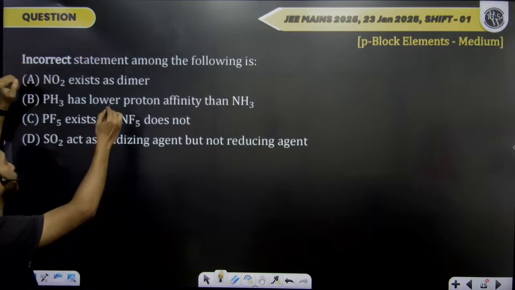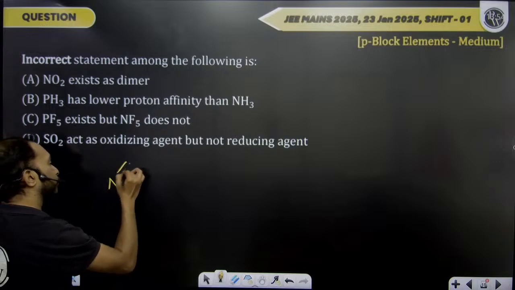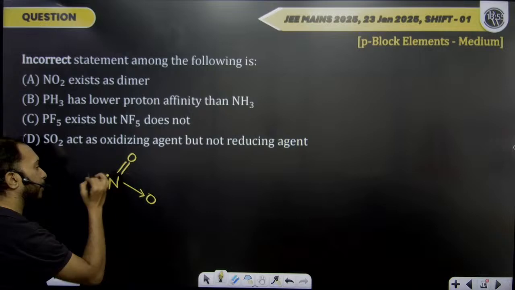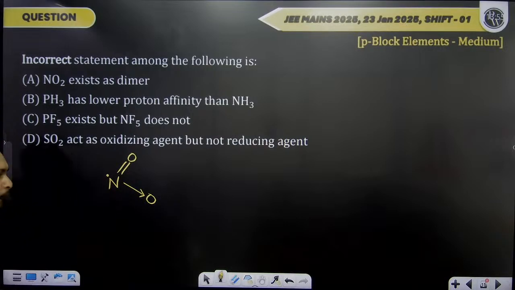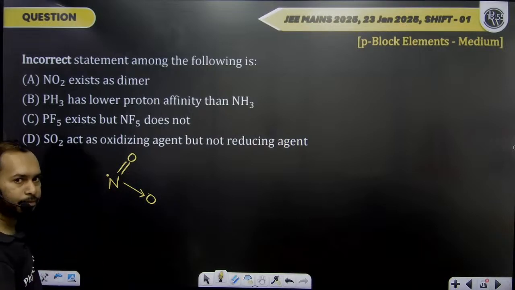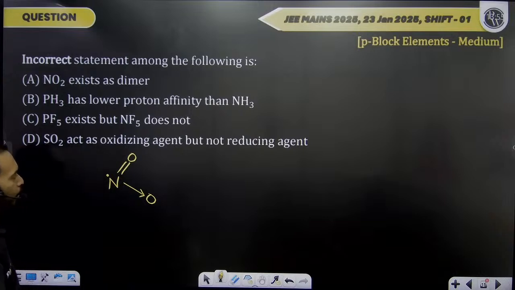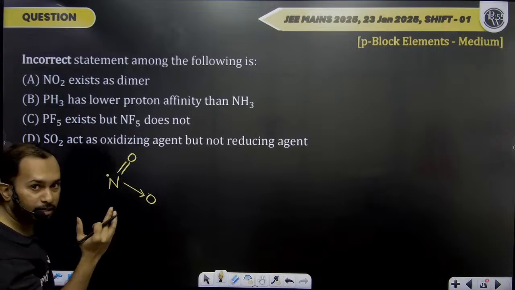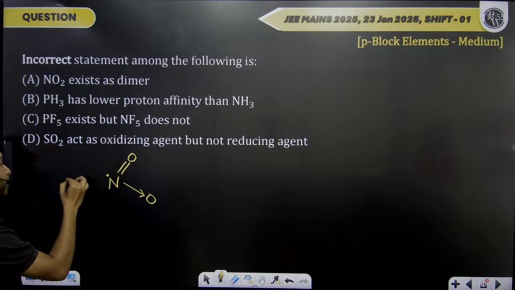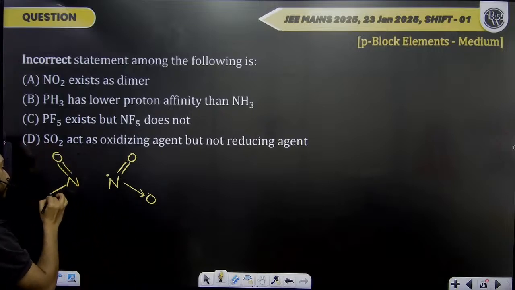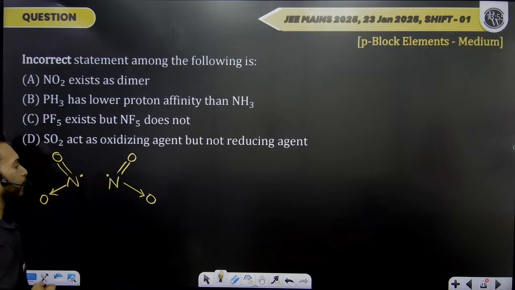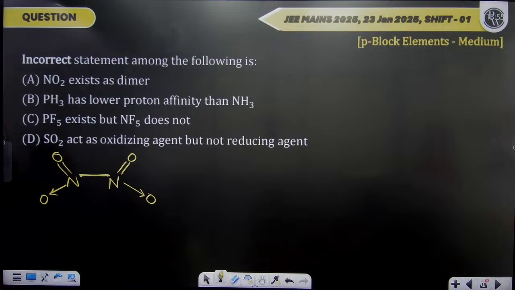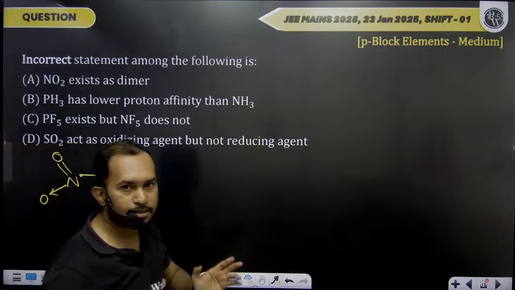Dekho, NO2. If we draw the structure of NO2, you will draw it like this: N double bond O, coordinate bond O. That means N has an unpaired electron, so it is paramagnetic. Species having an unpaired electron are highly unstable, so NO2 exists in the form of a dimer. Another molecule with one more unpaired electron will come, and the unpaired electrons will form a bond. So NO2 exists as N2O4.